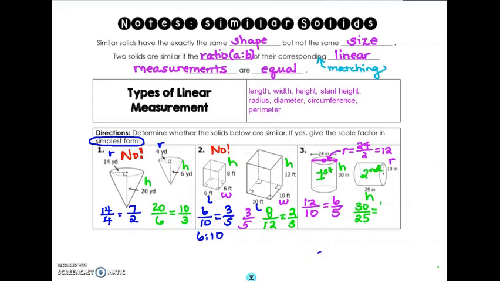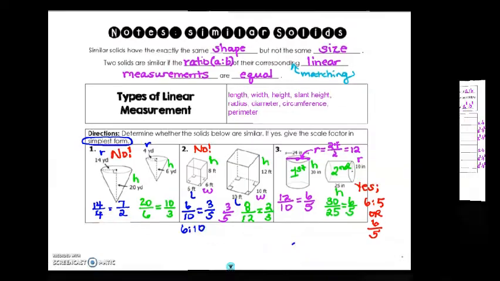30 over 25 actually does simplify to 6 over 5. You divide 30 by 5 to get 6, 25 by 5 to get 5. My answer here is yes. Now how I state my scale factor is just by saying 6 to 5. You can write it as that, or you can also write it as the fraction it was, 6 over 5. Both are appropriate ways to represent a ratio.